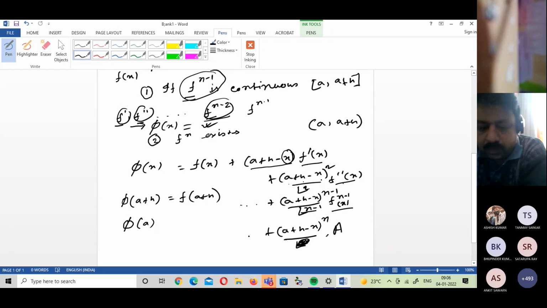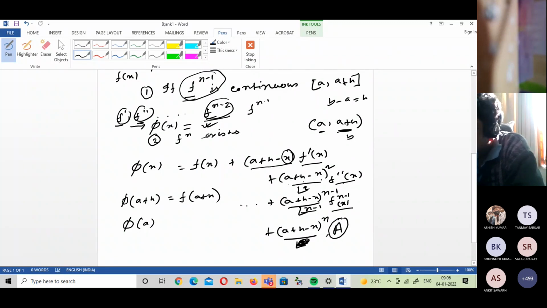Sir, what is capital A? We get the initial value a in Taylor's theorem. A plus h will be the final value b, because b minus a equals h. Sir, how do we represent phi x in this way? I am coming to capital A.